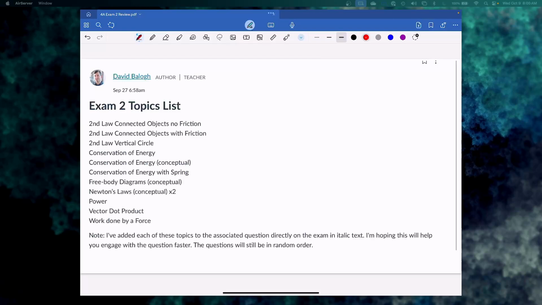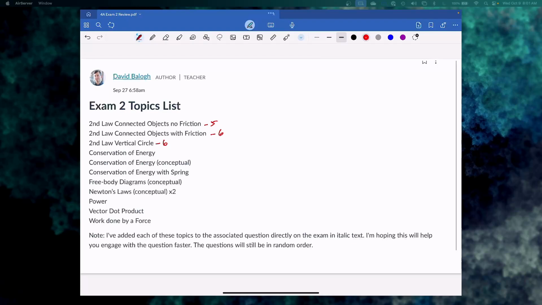Let's just very quickly make sure that we understand all the chapters that these things are out of. Again, just giving you orientation. The note still applies. These will be right on the question, so you'll know which question is which one from the topics list. But if it says second law on it, then it's probably chapter 5 or 6. But no friction would be which chapter? 5. Friction is 6, isn't it? Vertical circle, 6.